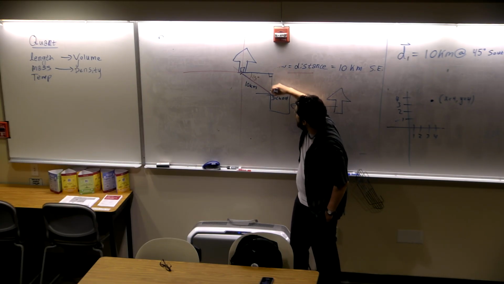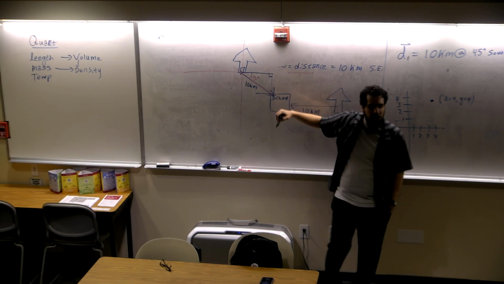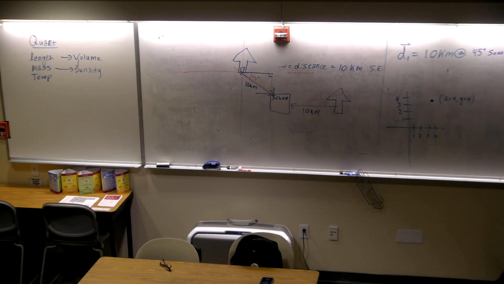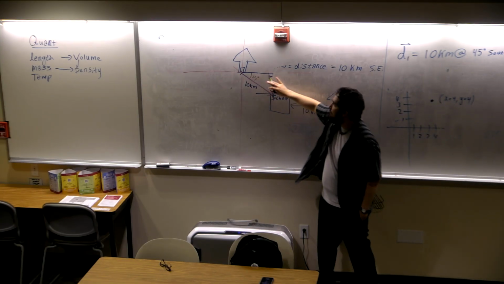And suddenly, what do we have? We have a right triangle. Do we all see this right triangle? We all look at this right triangle. And when we look at this right triangle, we then ask the question, well, what is the distance we travel to the right?